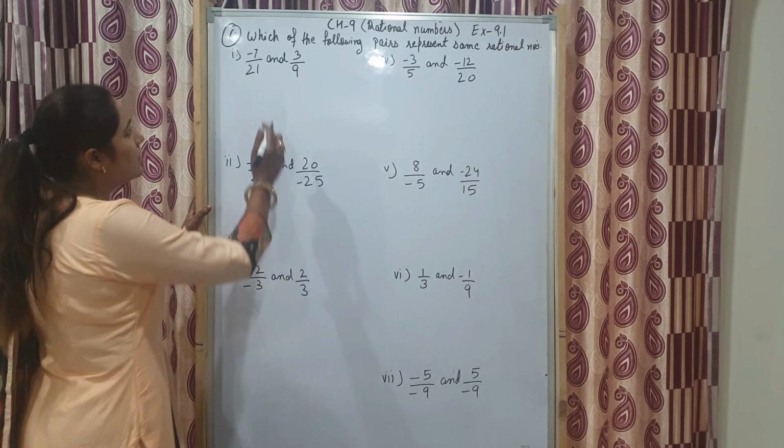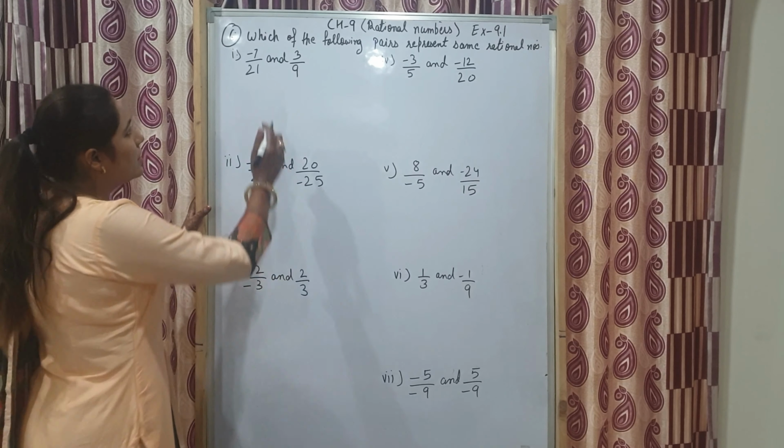7th question. Rewrite the rational number in simplest form. Now we have to write these rational numbers in simplest form, means reduce into simplest form by cancellation. Minus 8 upon 6. Now we will cancel it on the table of 2. Now I will get minus 4 upon 3. So our answer is minus 4 upon 3. This one is the simplest form. It's very simple, we just have to cancel it.